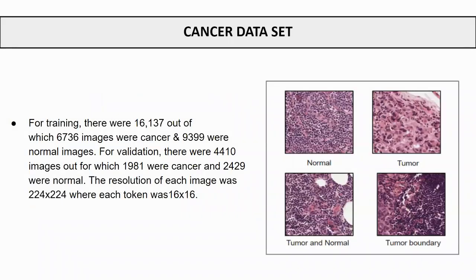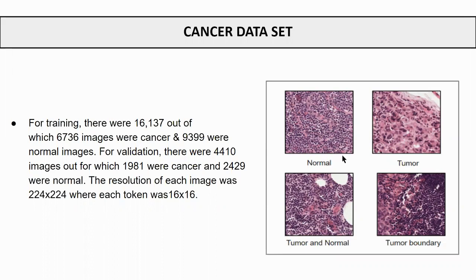So, getting back, the total number of images for the cancer dataset were 20,547. For training, there were around 16,137, out of which 6,037 images were cancer and 9,399 were normal images. Again, for validation, there were 4,410 images, out of which 1,981 were cancer and 2,429 were normal. The resolution of each of these images was 224 by 224, where again each token was 16 by 16.